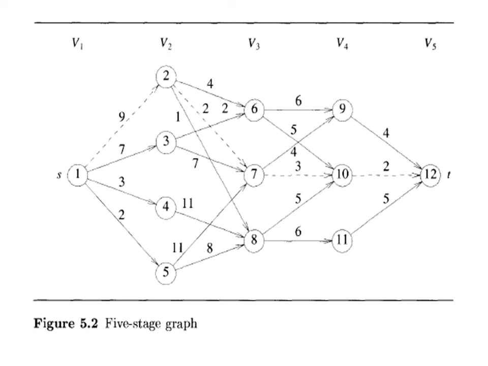And we can consider any edge. For example, for edge 2 to 6, 2 is in stage V2 and 6 is in stage V3. Again, if I consider 7 to 10, 7 is in stage V3 and 10 is in stage V4. So any edge belongs to stages i and i+1.